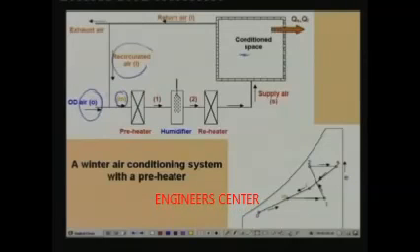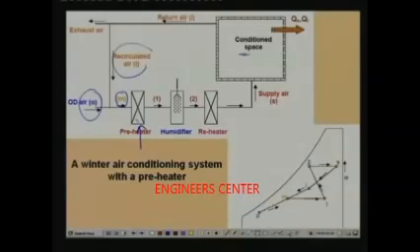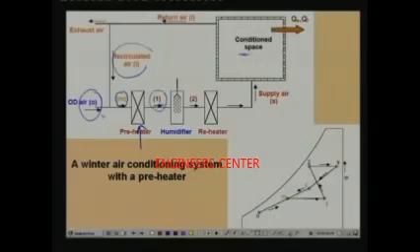The mixed air, which is at condition M, first flows through a preheater. In the preheater, air undergoes a sensible heating process. That means its moisture content remains the same, but its temperature increases from Tm to T1. So only sensible heating takes place in the preheater.